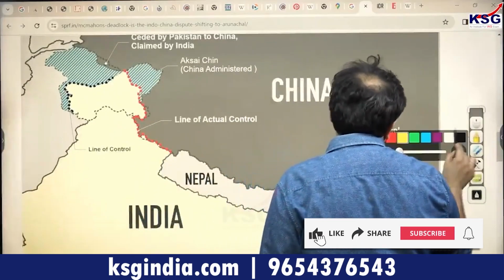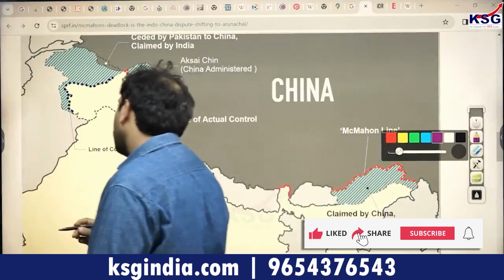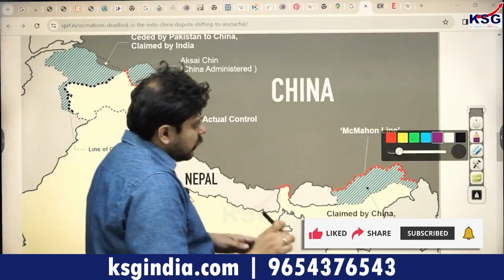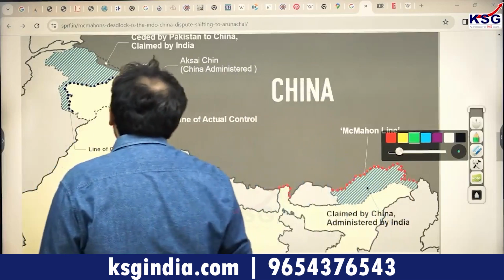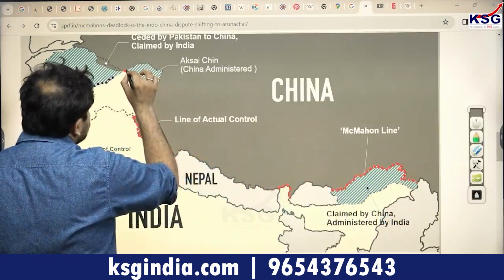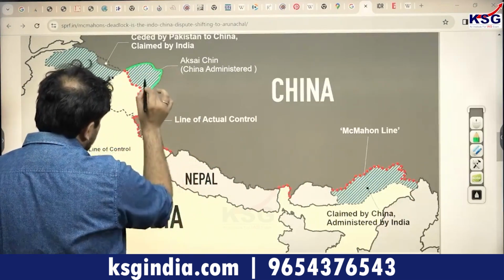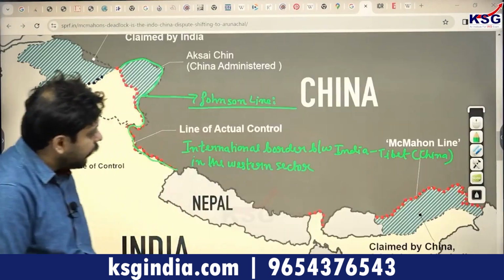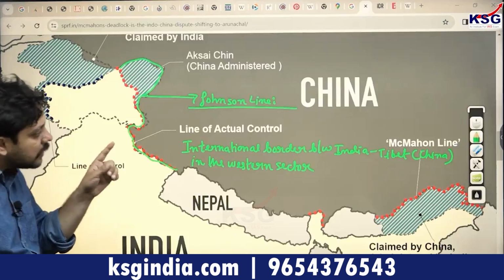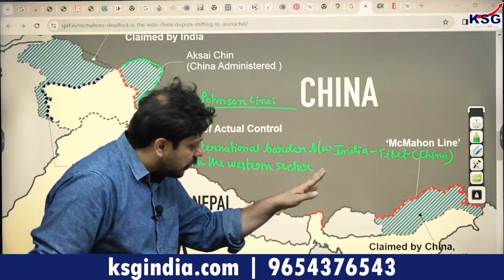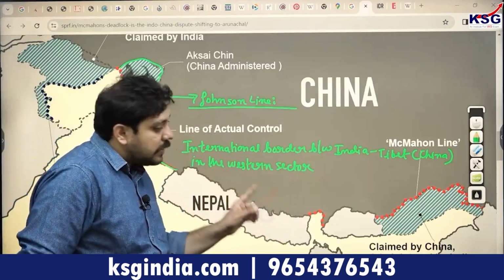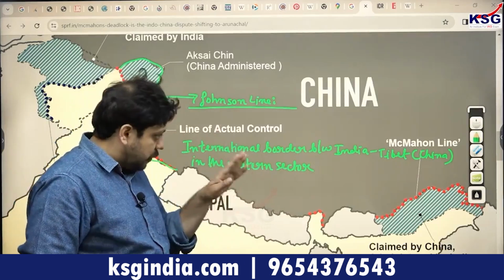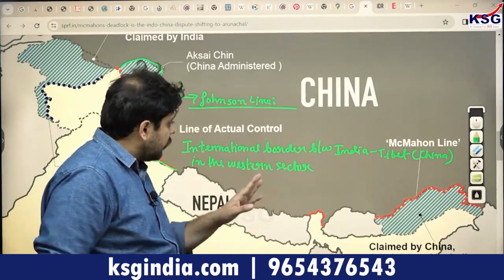Let's take a look at this map to get a sense of clarity upon this one. Just get what it basically means for us. This part you see over here, this line is what is known as the Johnson line. Please read this. Johnson line is the international border between India and Tibet, China, in the western sector, right?